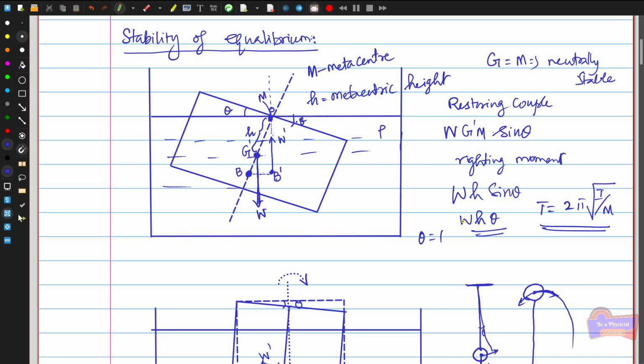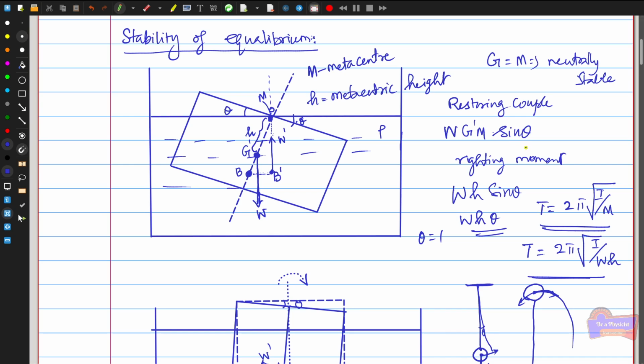So I can just substitute this W times h into this turning moment, and then I can get the time period as T equals 2π times the square root of I divided by W times h. From this equation you can see that the time period is inversely proportional to the square root of the metacentric height h. Therefore, a ship with a small metacentric height is much less liable to rolling.